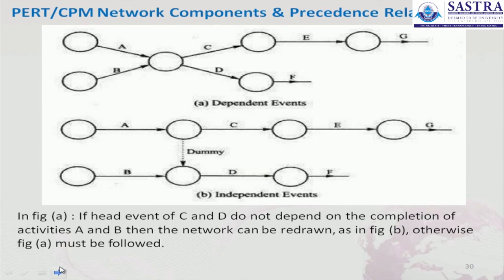Here in figure A, there is an independent event. If the head events of C and D do not depend on the completion of activities A and B, then the network can be redrawn as in figure B. Otherwise figure A must be followed, because here the independent events have happened. Since parallel events are there, the dummy activities will be used through this particular second diagram.